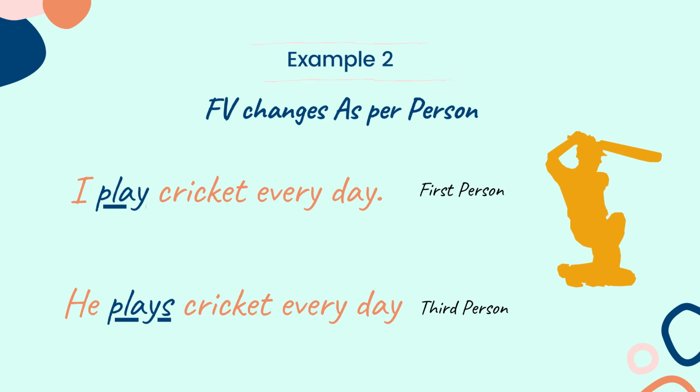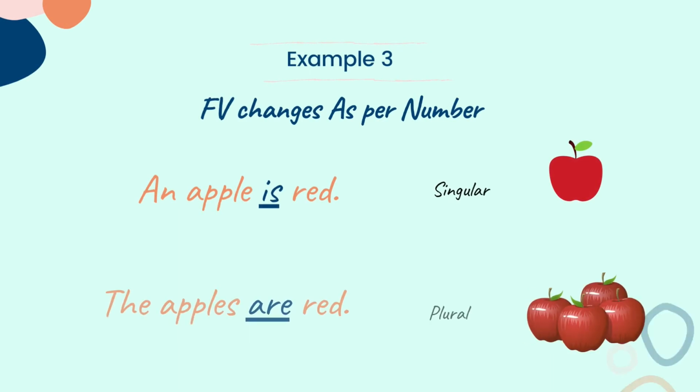I play cricket every day. Here, first person is used. He plays cricket every day. Here, third person is used. Notice how the verb play changes to plays from first person to third person respectively. So play is a finite verb here. Let's look into the next example.